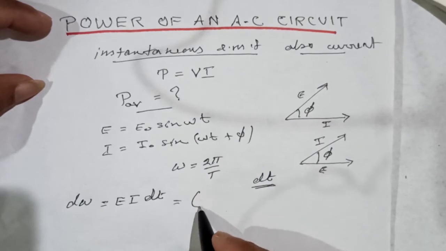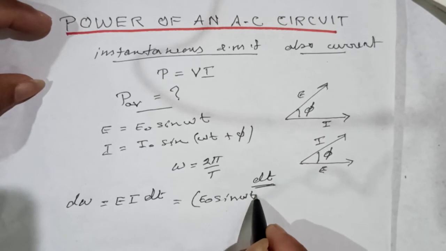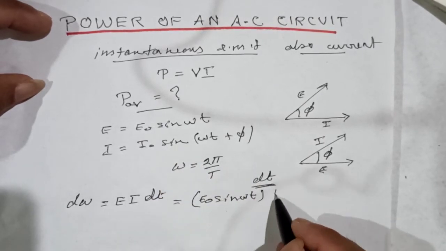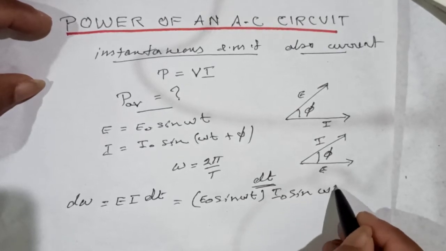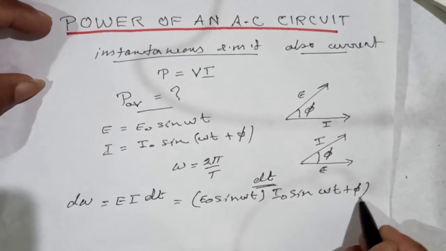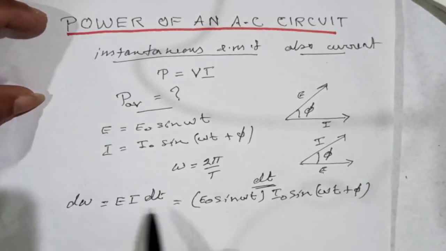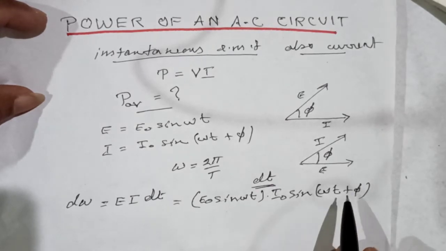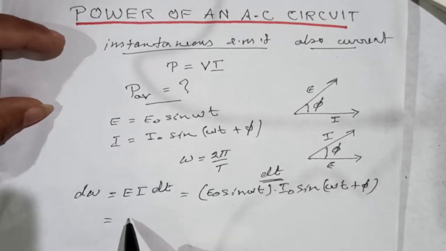We can put these values into this equation. Let's put the value of E as E naught sine omega t, and I as I naught sine omega t plus phi. So we have dW equals E naught sine omega t into I naught sine omega t plus phi. We shall continue.